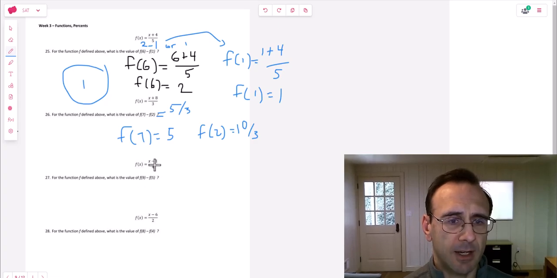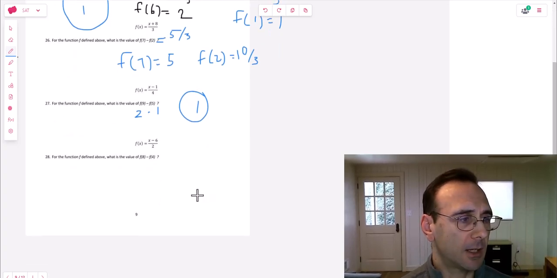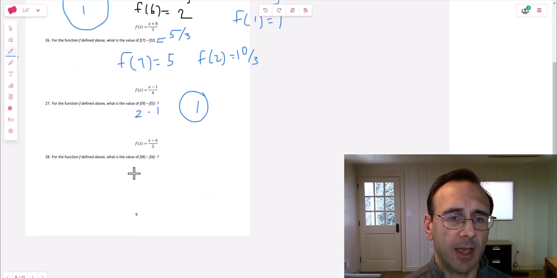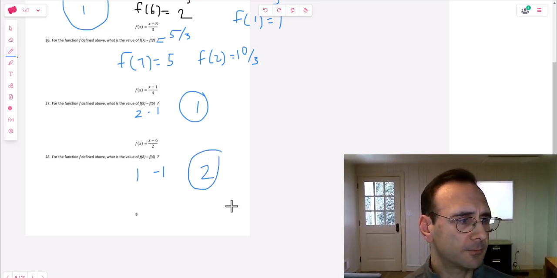For 27, F of 9 is 2. F of 5 is 1. So 2 minus 1, we get 1. And 28, F of 8 is 1. F of 4 is negative 1, so 1 minus minus 1 gets you to 2.